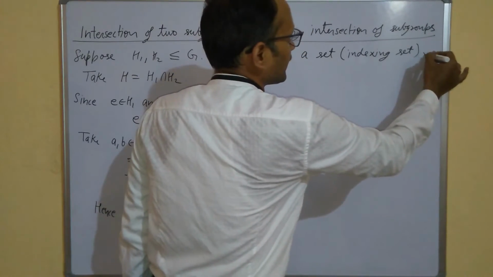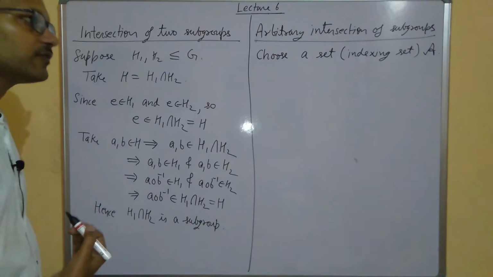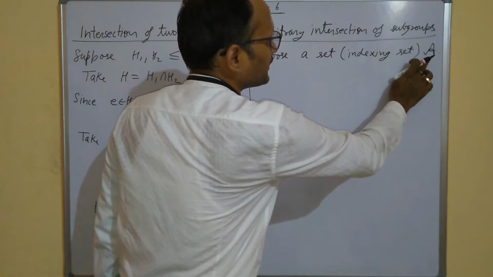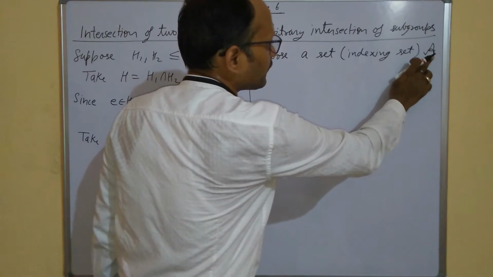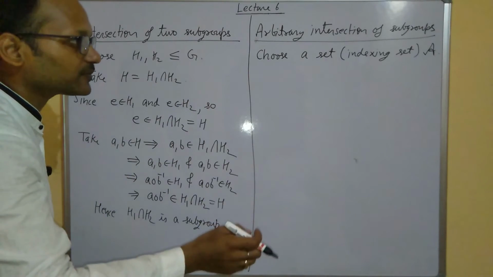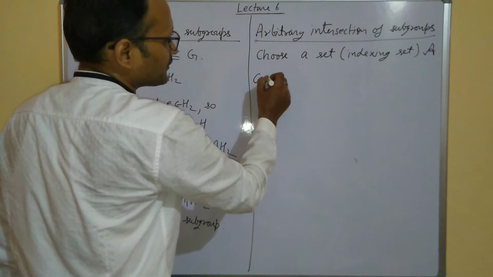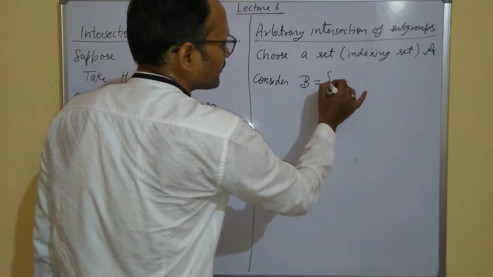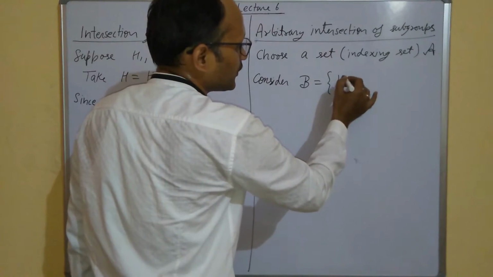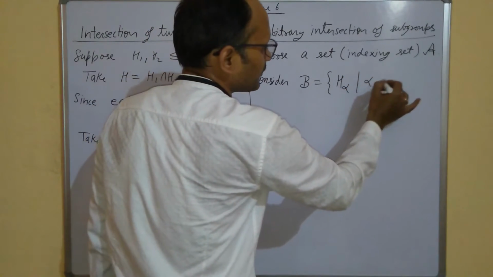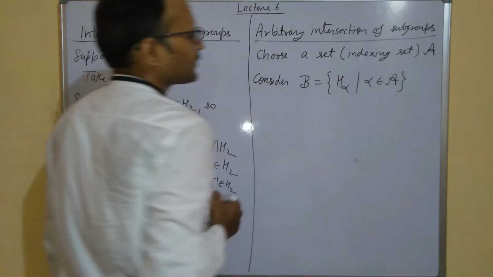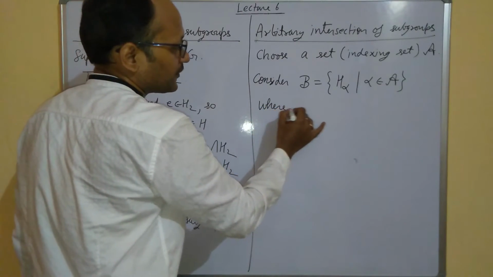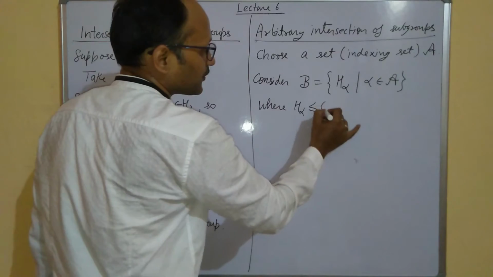And let me call it A. What does it mean? Now I will say that for each element of A there is a subgroup. So consider a family B of H alpha such that alpha belongs to A, where H alpha is a subgroup of a group G.